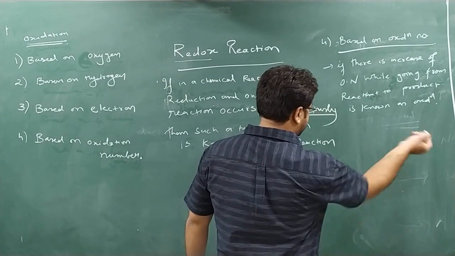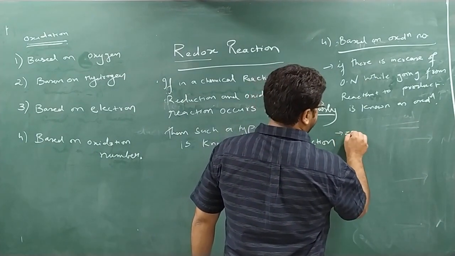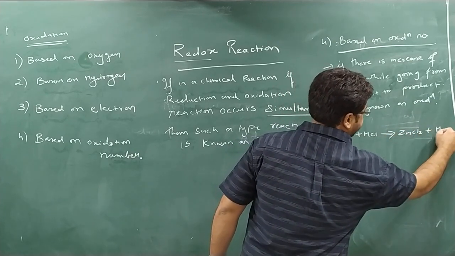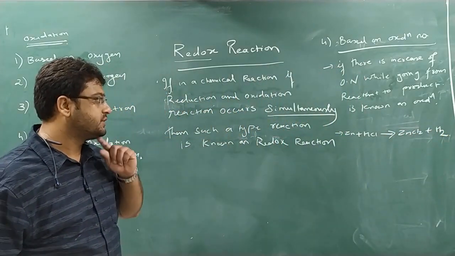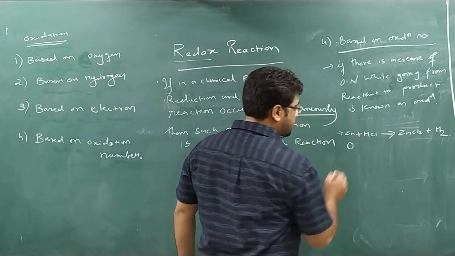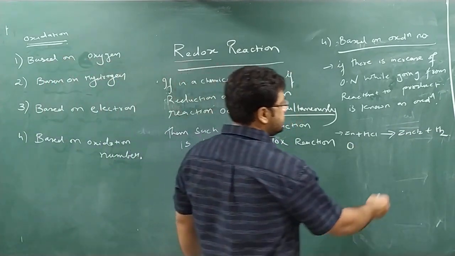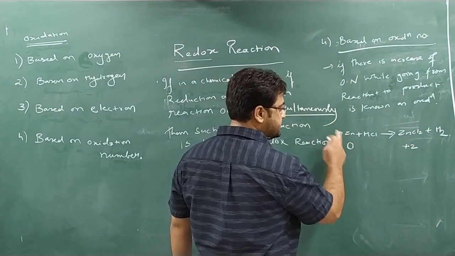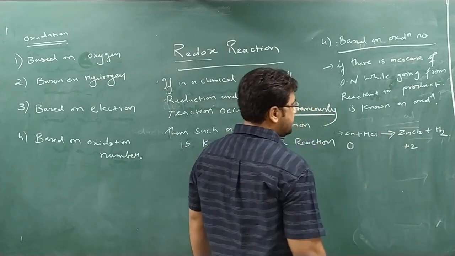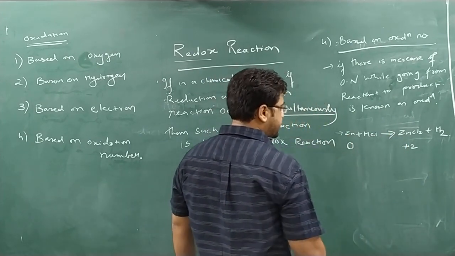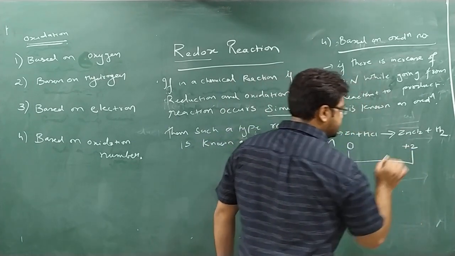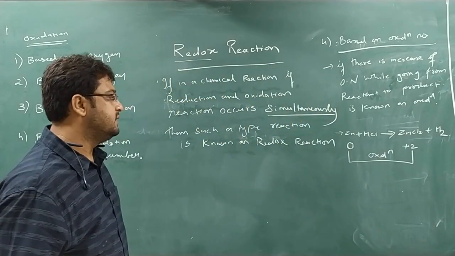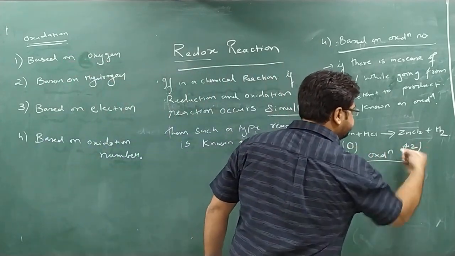For example, if I write down this reaction, Zn plus HCl, I will get ZnCl2 plus hydrogen. This is a metal plus acid reaction. The Zn oxidation number is 0. Why? I will discuss later. And here the oxidation number of Zn is plus 2. So you can see this is Zn on the reactant side, this is Zn on the product side. While going from reactant to product, I observe that the oxidation number increases. Such a type of chemical reaction is known as an oxidation reaction. And this is nothing but our oxidation number.